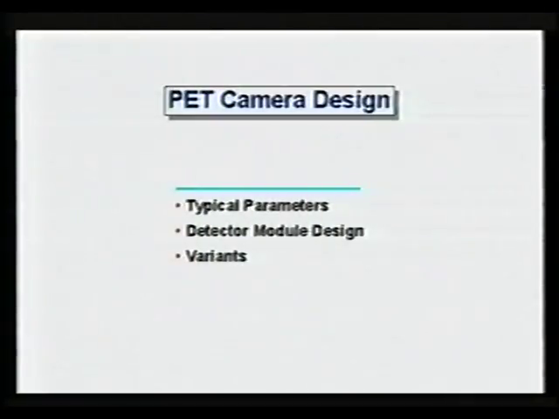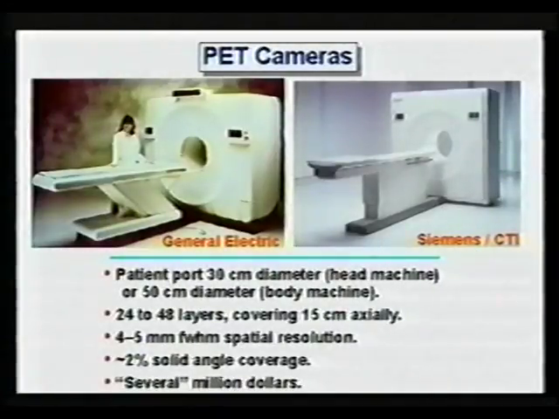I'm going to talk now a little bit about the design of a typical PET camera. PET cameras are commercially available. Shown here are pictures of ones offered by GE Medical Systems and from Siemens CTI. Typically, they'll have about a 30-centimeter diameter patient port. That's large enough to get a head in, not a whole body. If they're whole body machines, which are much more common, they'll tend to have about a 50-centimeter diameter port.